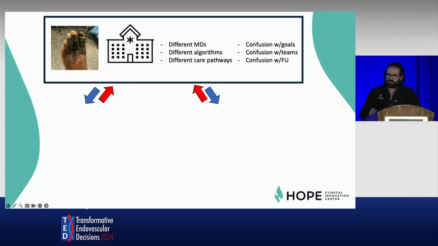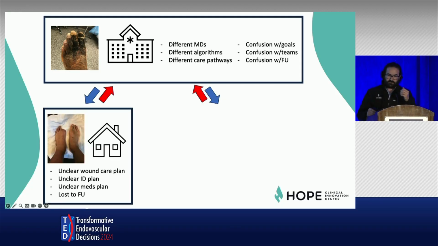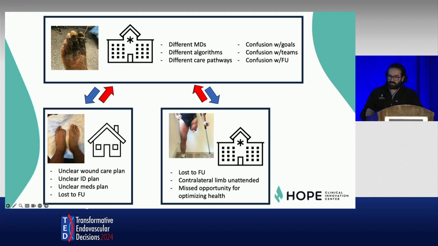A lot of these patients get sucked into hospitals where there are different doctors with different algorithms. We've heard already that everybody treats things a little bit differently. Confusion in goals and teams. And if that patient is lucky enough to come out of the hospital with a preserved limb, maybe after a minor amputation and some vascular work, the reality is it's unclear where they're going, unclear what doctor they need to see, unclear what their medical needs are, and a lot of times they're lost to follow-up.